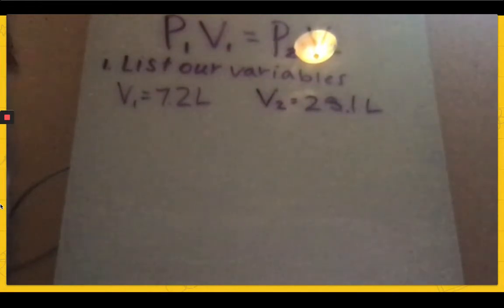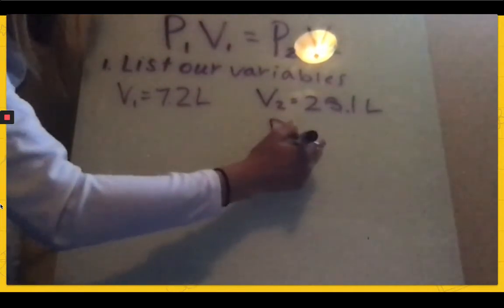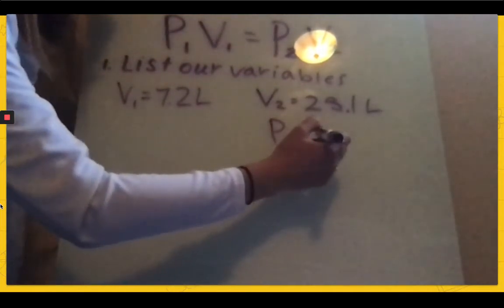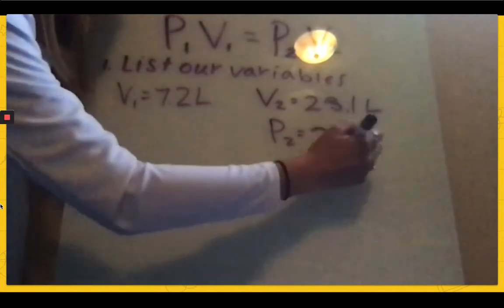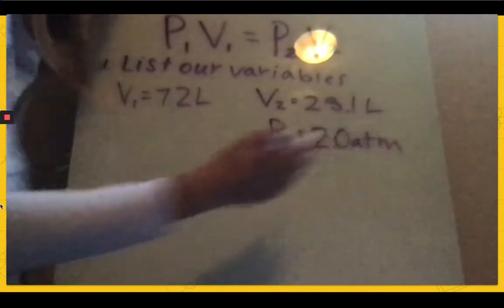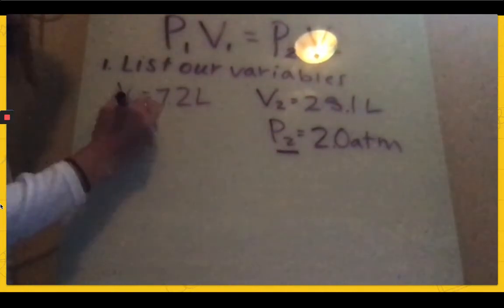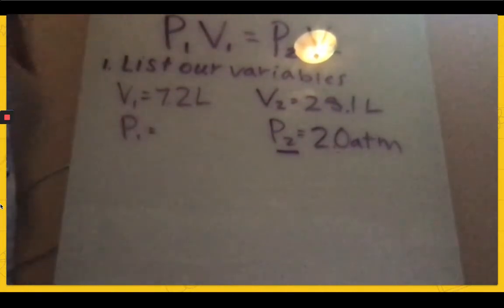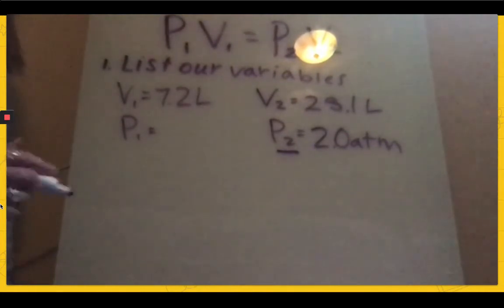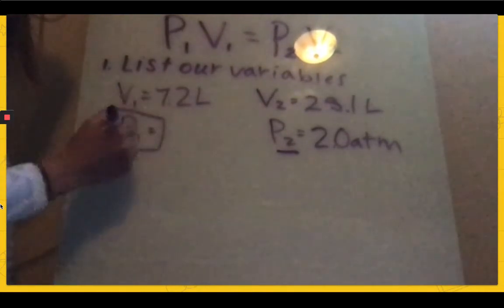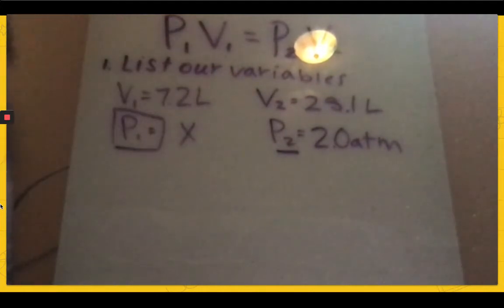The pressure is where things get slightly confusing. It tells us the pressure is being reduced to 2.0. That word reduced signifies that our P2 is the pressure given. So our P2 is 2.0 atm. Another indicator that we were given P2 and not P1 is that the question asks us for our initial pressure. So we're looking for P1, and that will represent our x.